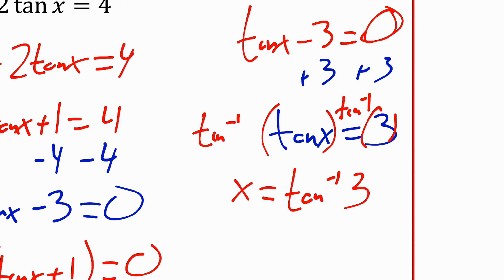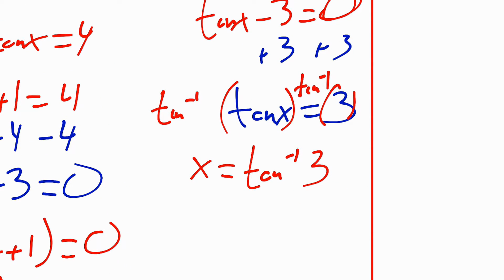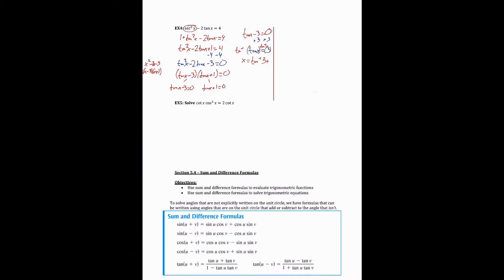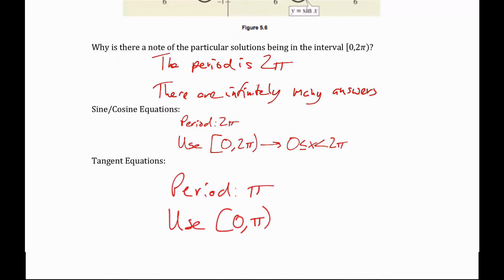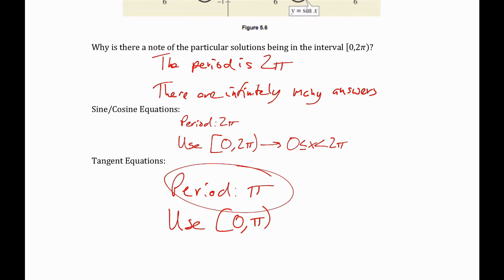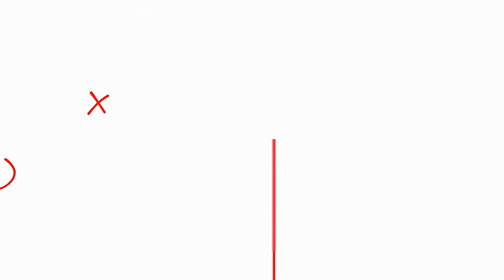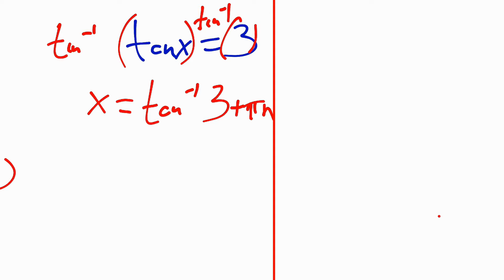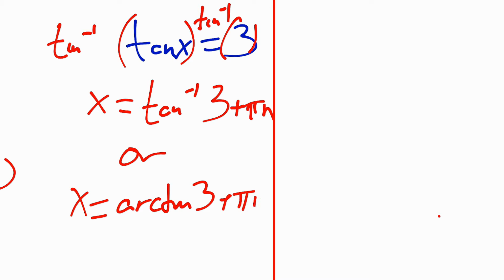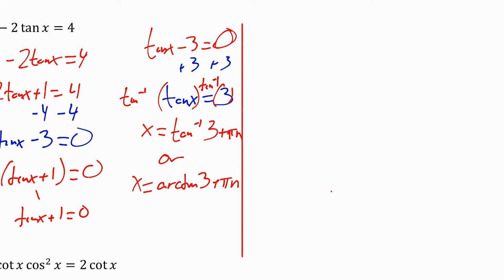So we're going to say x equals the inverse tangent of 3, but we also need to include coterminals. I want to go back to the first page because we haven't done tangents yet. The period of a tangent is pi. So that means instead of saying plus 2 pi n, we're going to just say plus pi n. Or, there's another way you can write inverse tangent: arctan of 3 plus pi times n. So either of those answers works. I'm going to write that in a box down there.